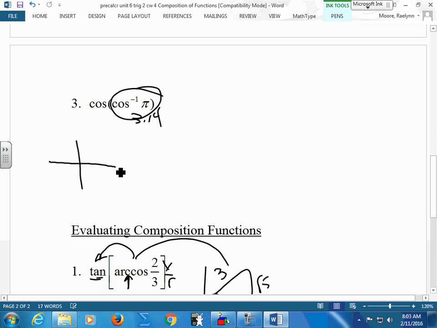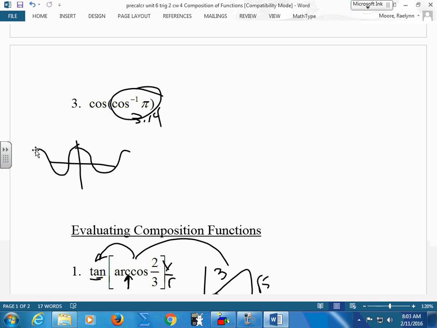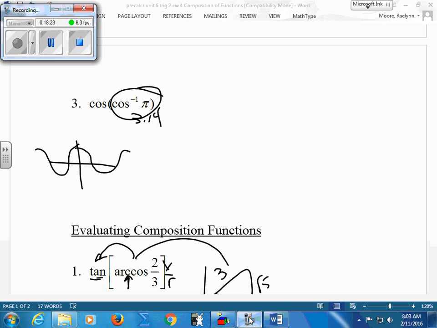Let's draw your cosine first. I'm confused as to what you're asking. I know, that's why I didn't want to give you this one. What's the range of cosine? Negative 1 to 1. Do we have an angle whose cosine is greater than 1 or less than negative 1? Oh, that's sneaky. So this one's no solution. So that's why I didn't want to give you that one.